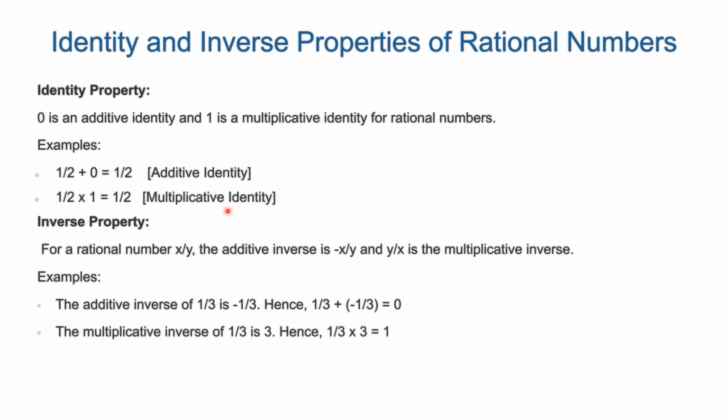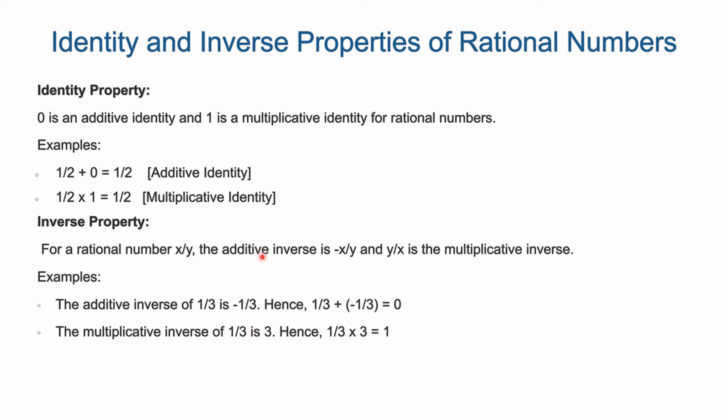So what you have to learn is that 0 is the additive identity and 1 is the multiplicative identity. Then what is the inverse property? Again, we have additive inverse as well as multiplicative inverse. Additive inverse means if we add that inverse to the rational number, we get 0, the additive identity. Same, if we multiply the inverse with the rational number, we get 1.